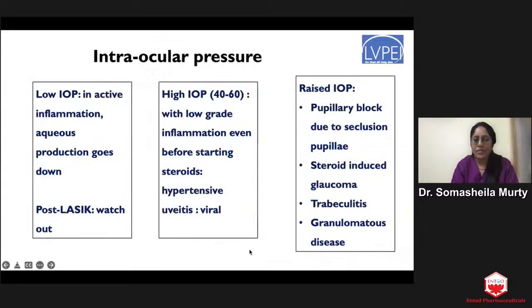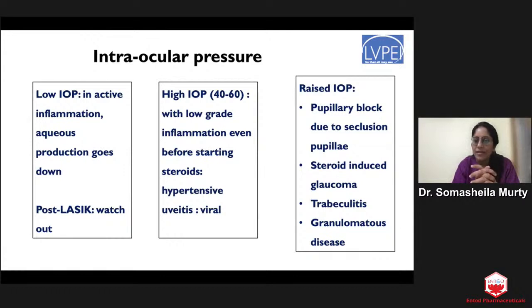So intraocular pressure, I'm not going to go into this in detail. It's just that in intraocular pressure, you can have high intraocular pressure or low intraocular pressure. Both of these are possible in the case of uveitis. Typically, in acute inflammation, you expect the patient to have low pressure, and that's because of the cyclitis component.